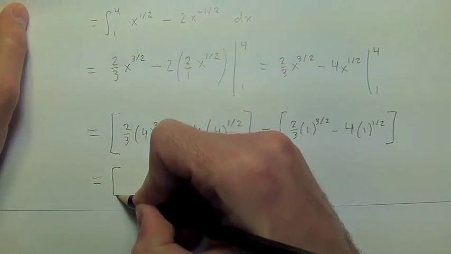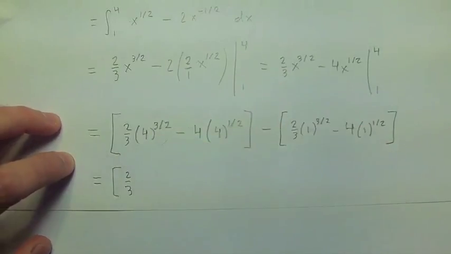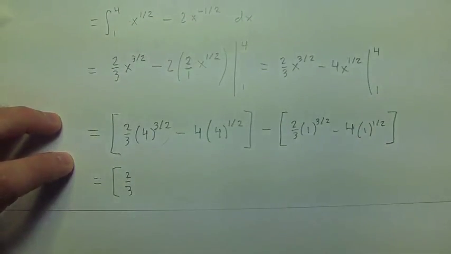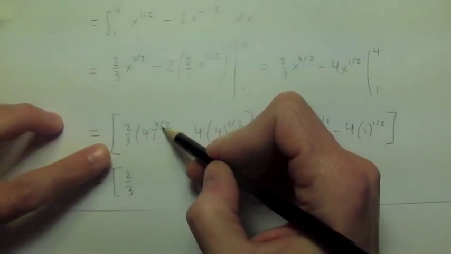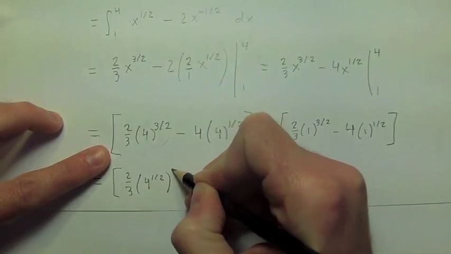So here we go. This is 2/3. Now, some of you don't remember how to do this, but basically what you can do is say that this is 4 to the 1/2 cubed.